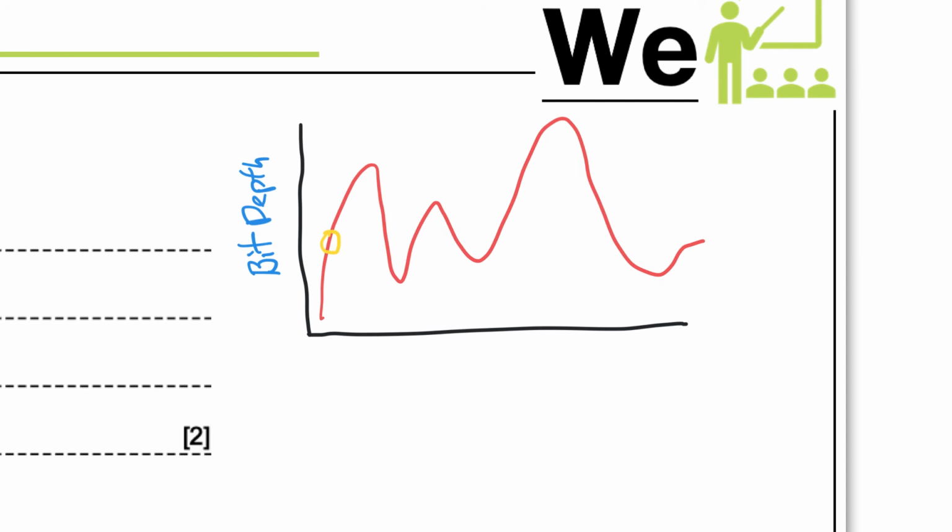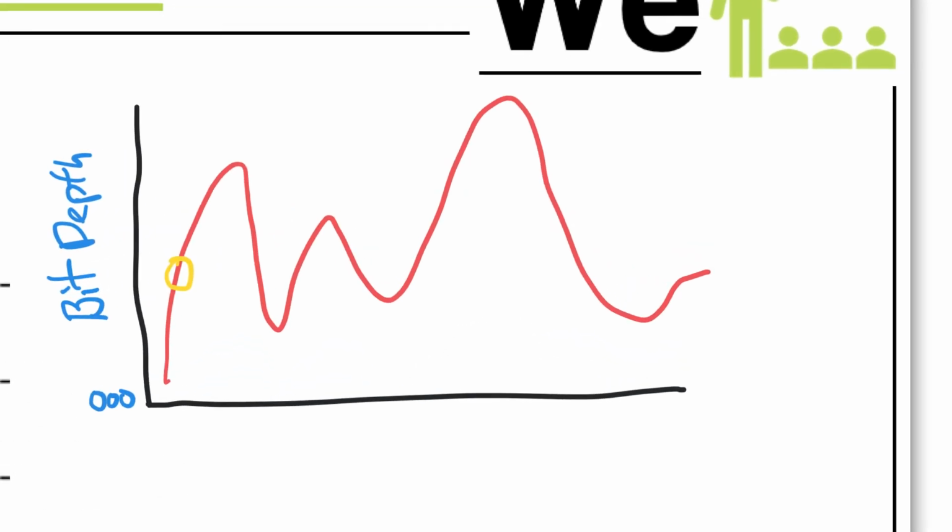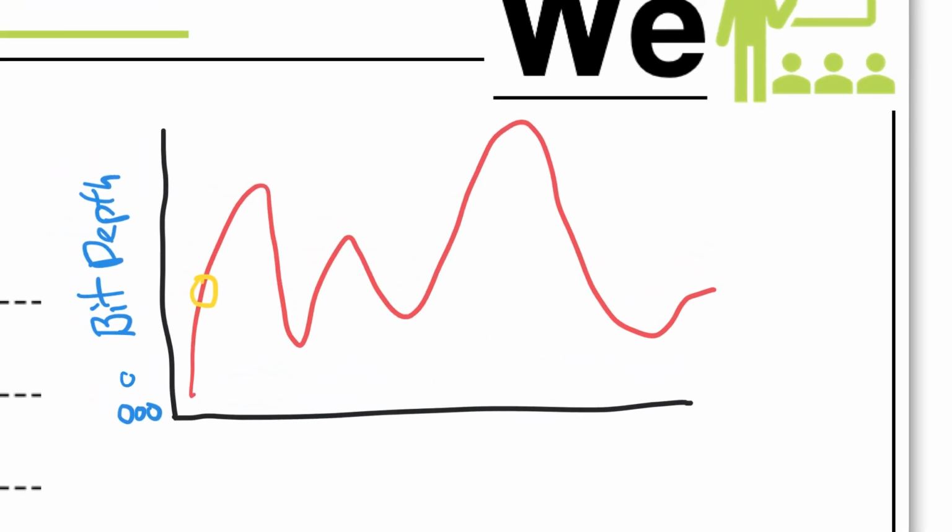So maybe in this case, let's say we'll have 8 different values. We have 000, 001, 010, 011, 100, 101, 110, and finally 111. So it can be one of 8 different amplitudes or heights. So that's one part of it.